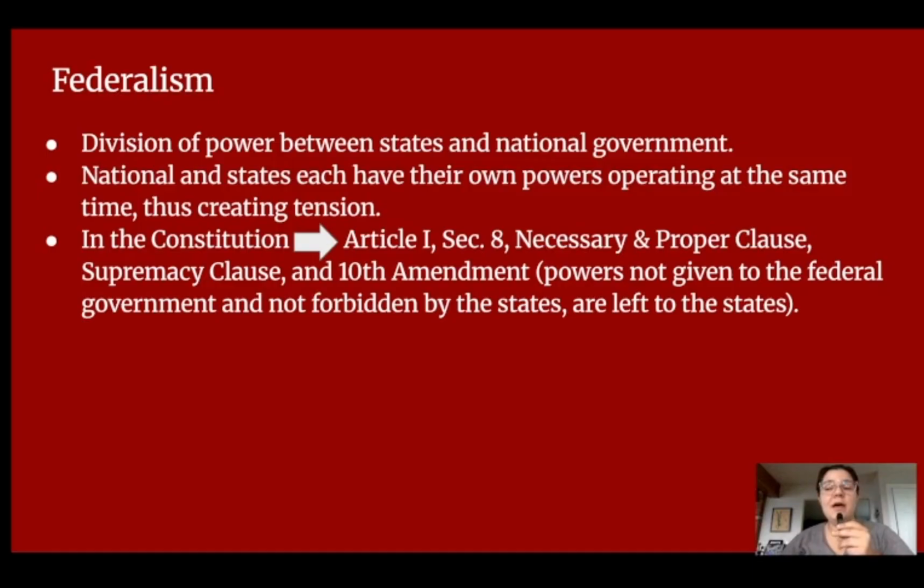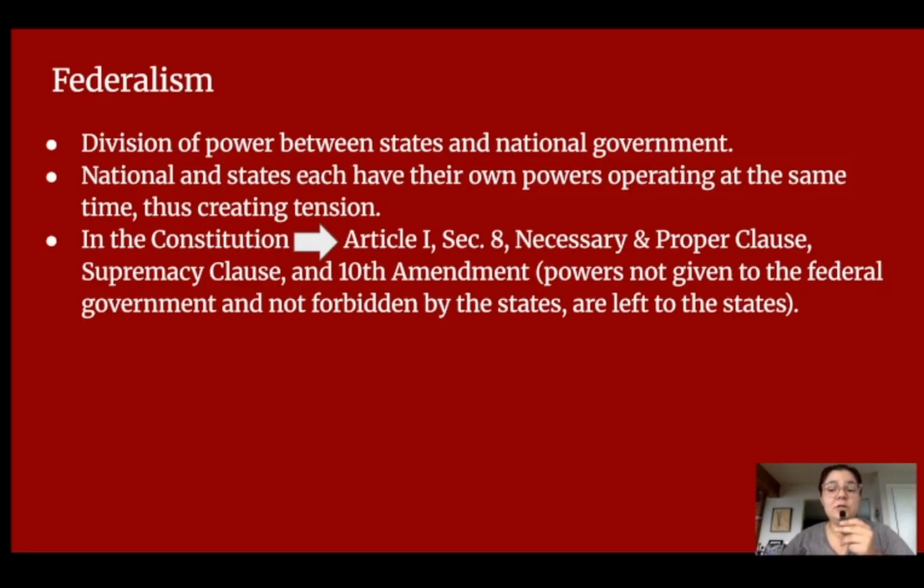So states and the national government each have their own powers, and they operate at the same time, thus creating tension and shifting authority through court decisions, policies, laws, and political debates.